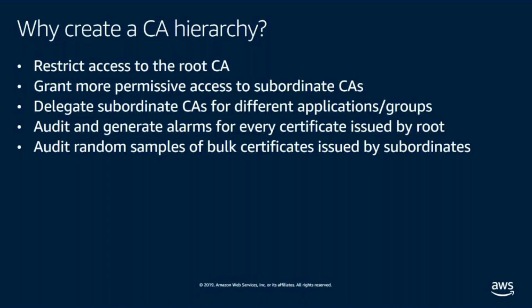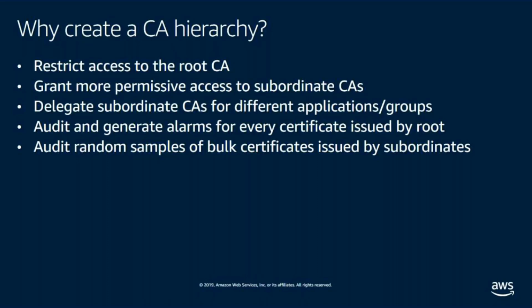against misissuance, because the root can issue CA certificates, which can then in turn be used to issue end entity certs. And we want to provide the strongest levels of access controls, isolation, and protection for that root CA, because it is really the root of trust in the environment for identifying resources in your environment.